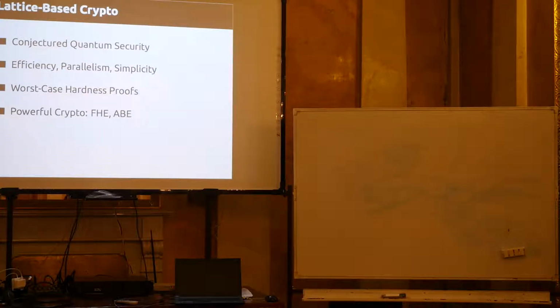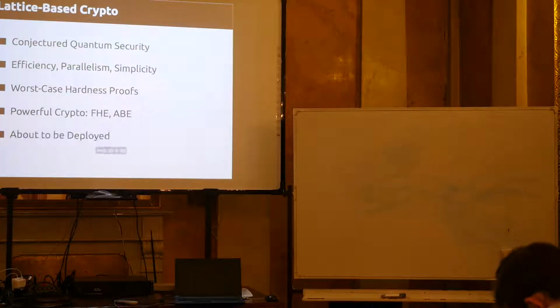Also, from lattice primitives, you can construct crypto primitives which we don't know how to construct from normal crypto assumptions, like the existence of one-way permutations or even public key crypto. There's fully homomorphic encryption or attribute-based encryption. There are incredibly powerful and practical primitives which we don't quite know how to construct from normal, non-lattice problems.